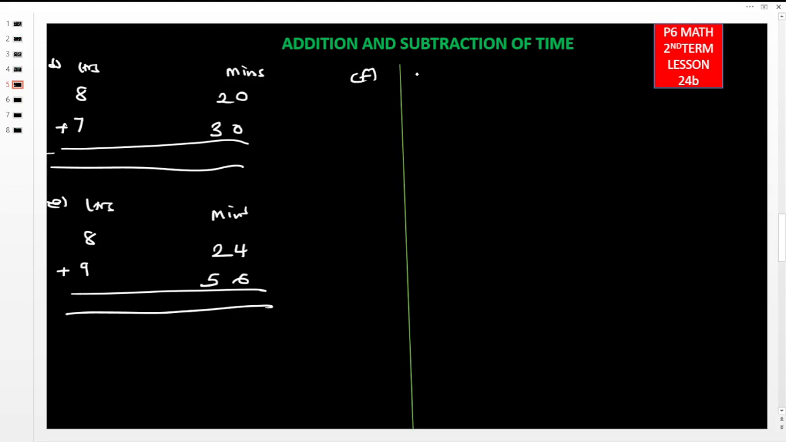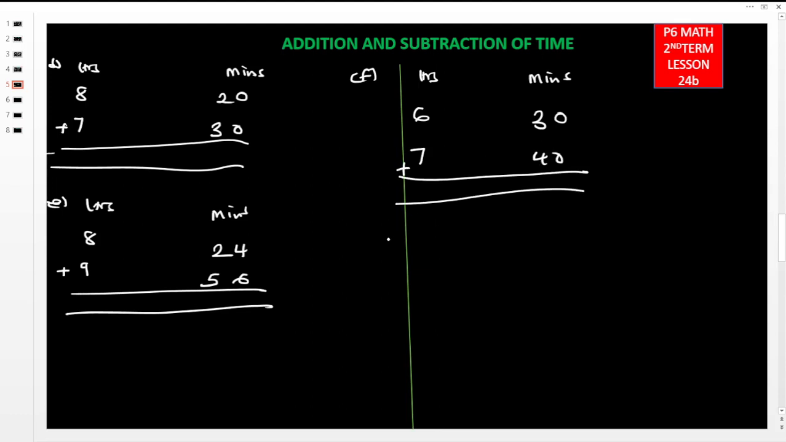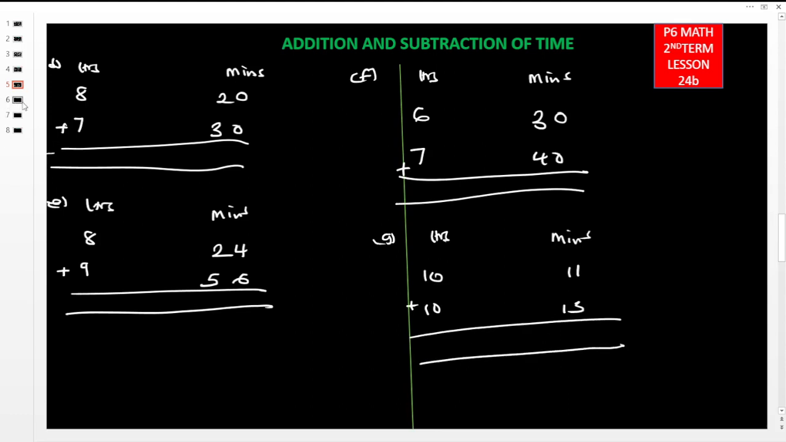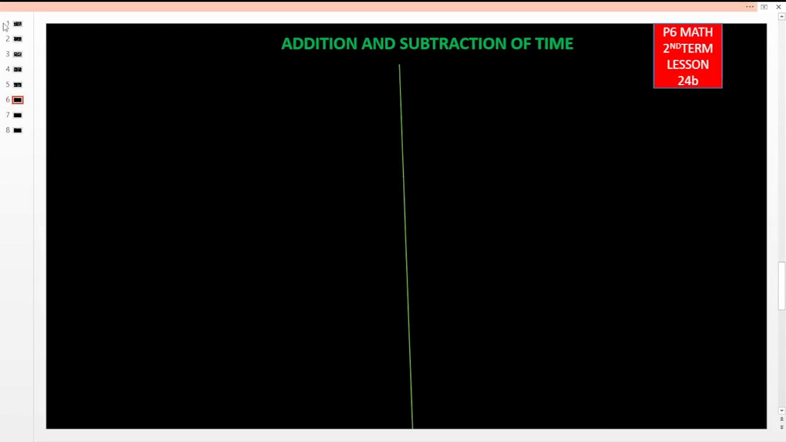Then part F here, hours and the minutes, 60, 30, 70, 40. What are we doing? We are adding. Then part G, hours and minutes, 10, 11, plus 10, 13. We are adding that. Okay. And then let us go to number 2. Number 2, work out the following.